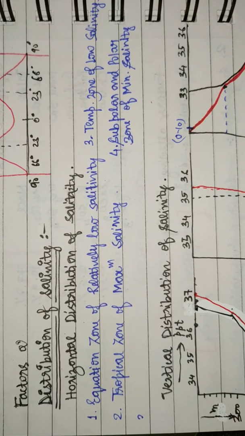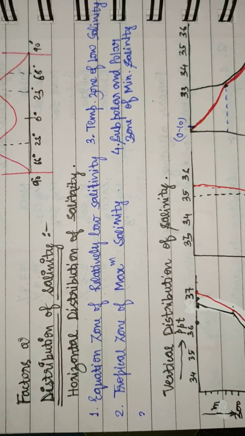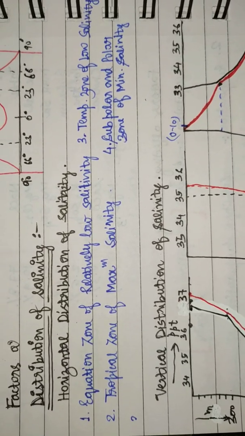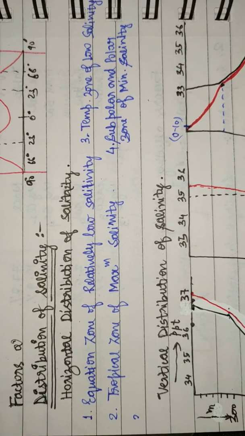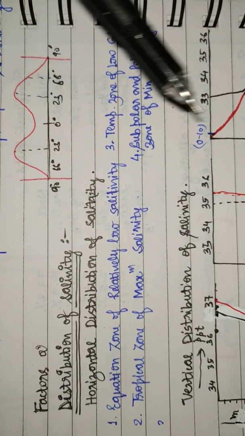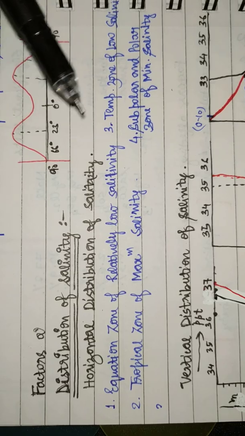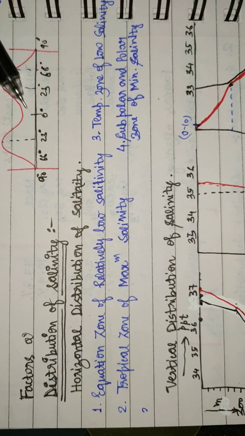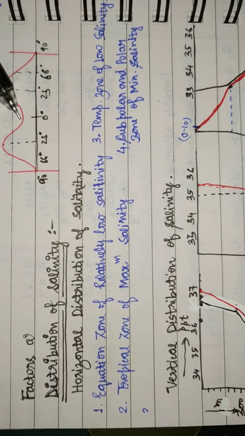As I've already discussed, the equator has less salinity as compared to the tropics, because at the equator, though the evaporation is quite high as compared to that of the tropics, at the same time the precipitation is also high at the equator, by which the fresh water influx reduces the salinity as compared to the tropics. So a depression is seen in the graph.